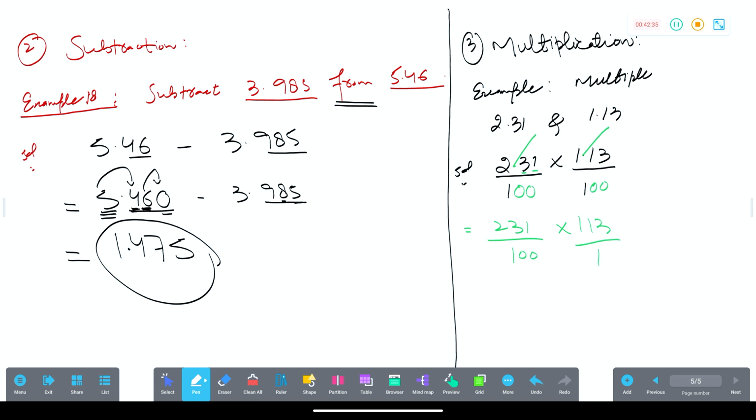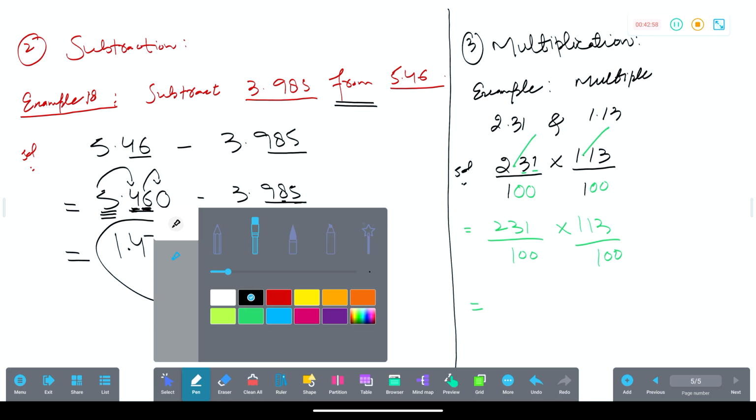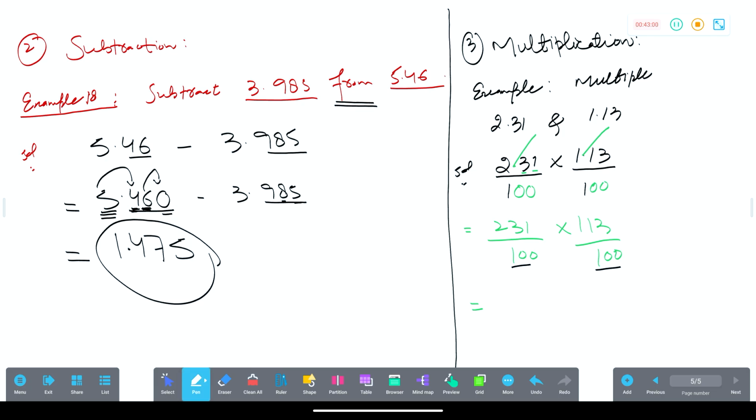Now the decimal point is not there. Sorry, the decimal point is there. Now what will I do? I will multiply numerator with numerator and denominator with denominator. Remember how we multiplied fractions. First we check the cancellation. Cancellation here is not possible. Don't get confused that we will cancel 100 with 100. You have to do cross cancellation. Remember that: cross cancellation in case of fractions.